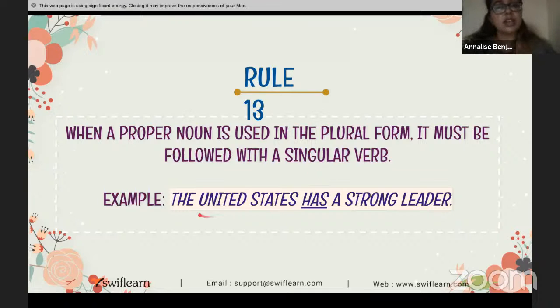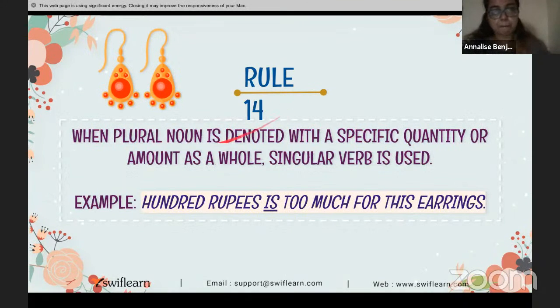For instance, the United States has a strong leader. We're talking about the United States, which is a proper noun, right? Because it's a country. Now, states in itself is plural, right? So the verb is going to be singular. So whenever we have such proper nouns, we are going to use the verb in the singular form. Okay, I hope this is clear. Whatever doubts or questions you have, I will be solving them as soon as we're done with our rules. Okay, rule number 14.